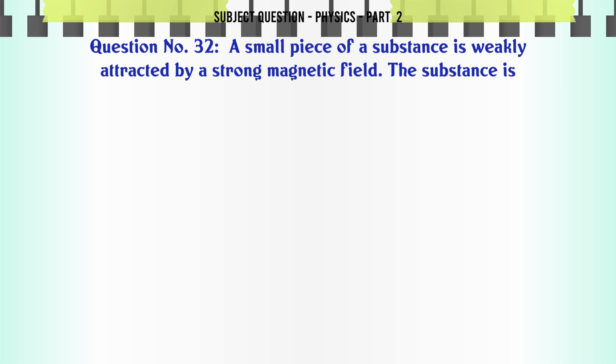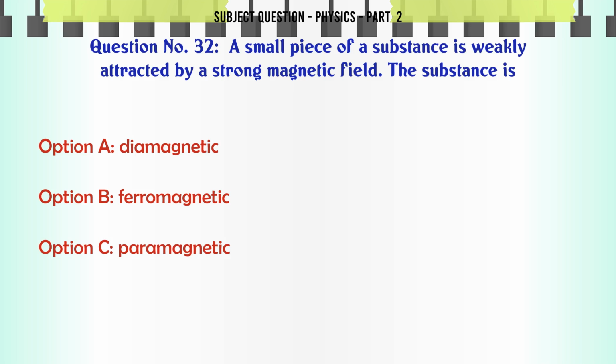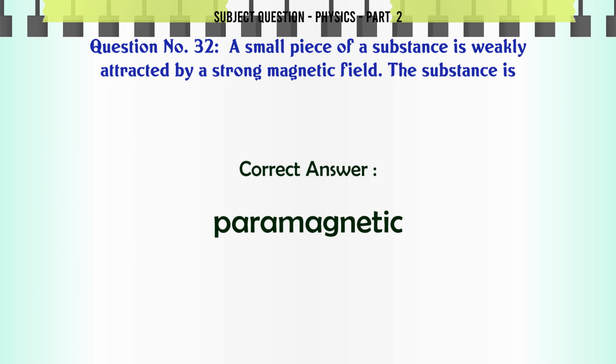A small piece of a substance is weakly attracted by a strong magnetic field. The substance is A. diamagnetic, B. ferromagnetic, C. paramagnetic, D. non-magnetic. The correct answer is paramagnetic.